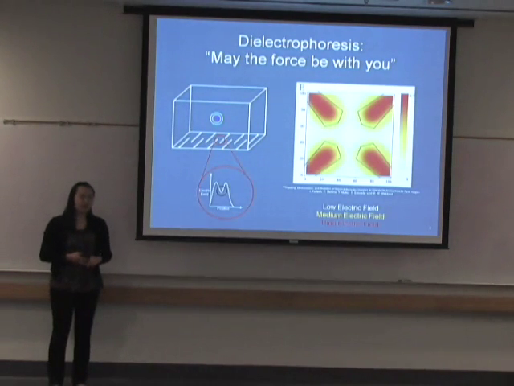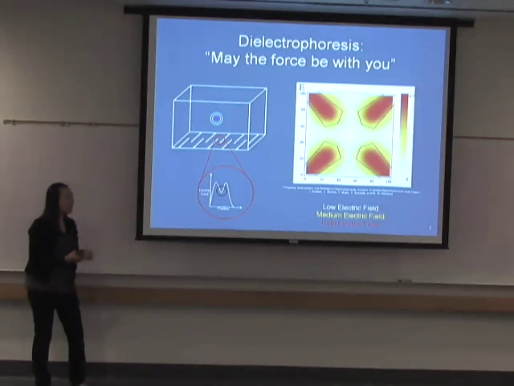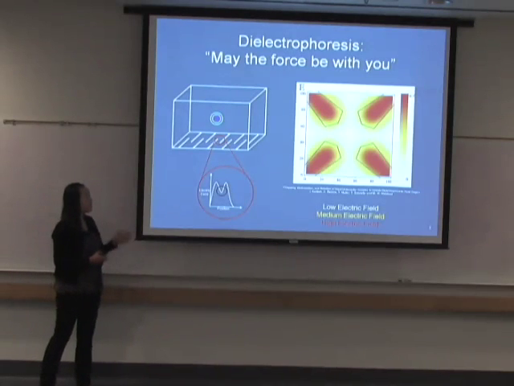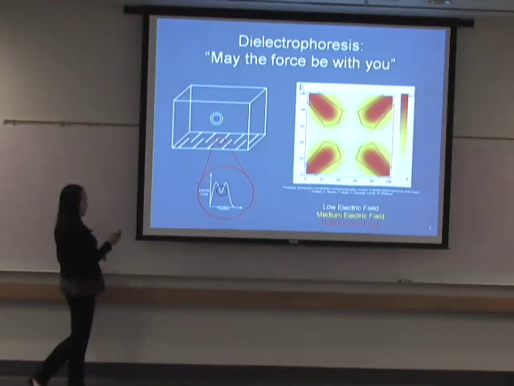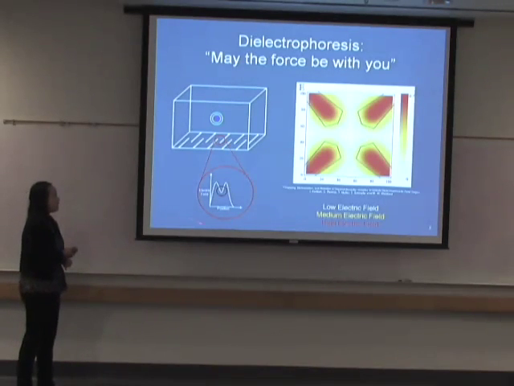It's a phenomenon in which a force acts on a particle and pushes it towards regions of either high or low electric field. We're using negative dielectrophoresis, so the forces acting on the particle are towards regions of low electric field. If you look at the image on the left, we have electrodes on the bottom. We have the particle in our channel that is above it.